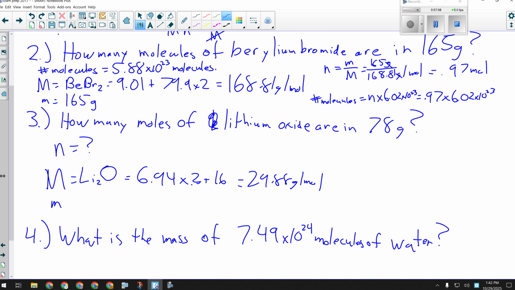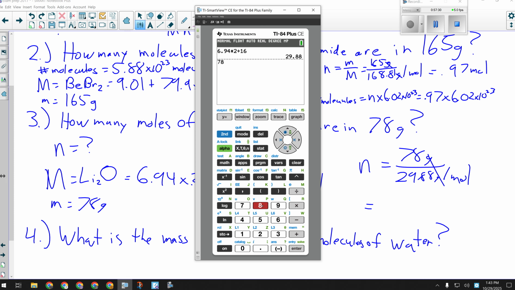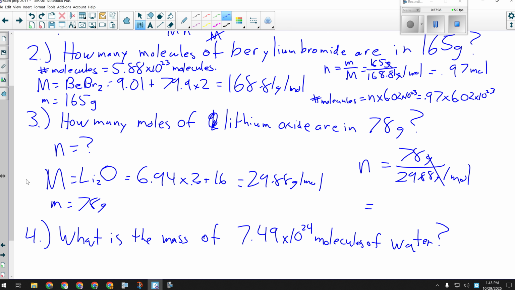And we're also told the mass, 78 grams. So we're looking for N, which just means I'm plugging in the numbers here. This is a type 1 question. 78 grams divided by 29.88 grams per mole. Grams are going to cancel, and I'll be left with moles, and it's just 78 divided by 29.88. So for that one we got 2.61 moles. Okay, questions on that one?